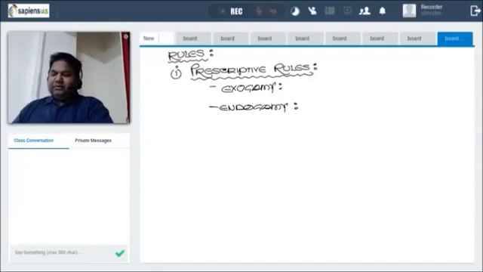Come to endogamy. Endogamy means marrying within one's own group. You should not marry outside the group. So in Hinduism, the rule is caste endogamy.